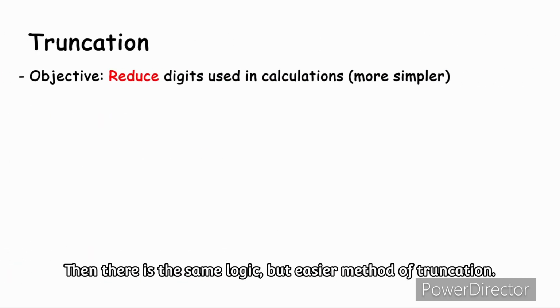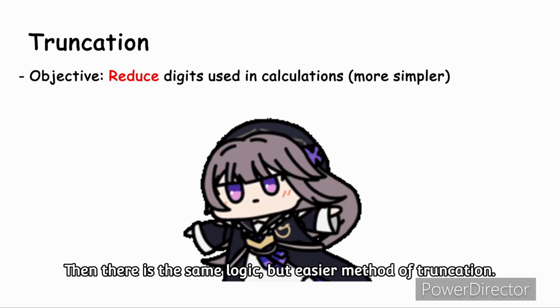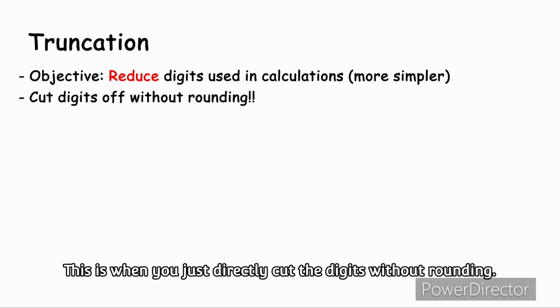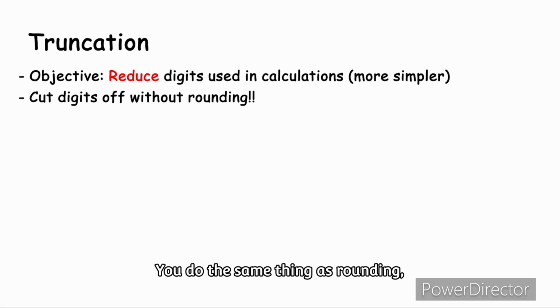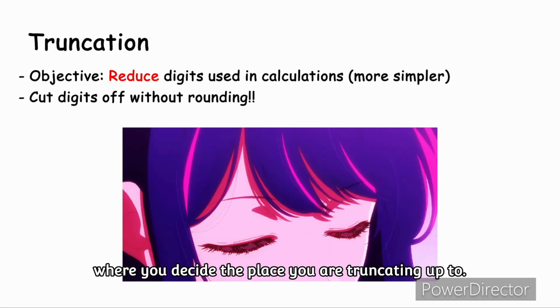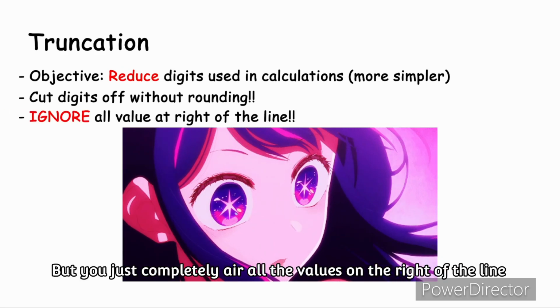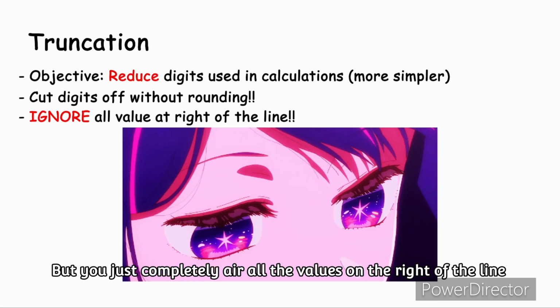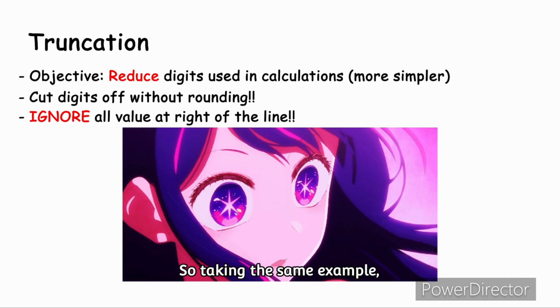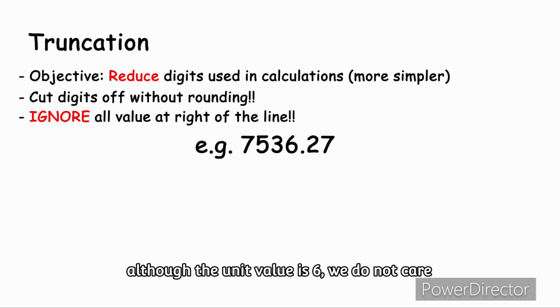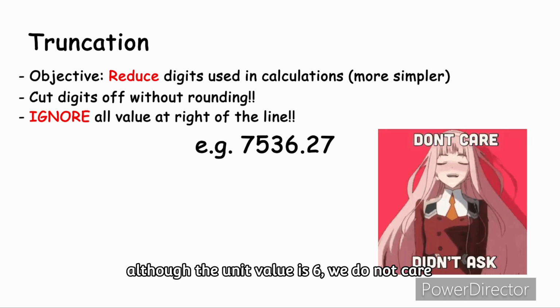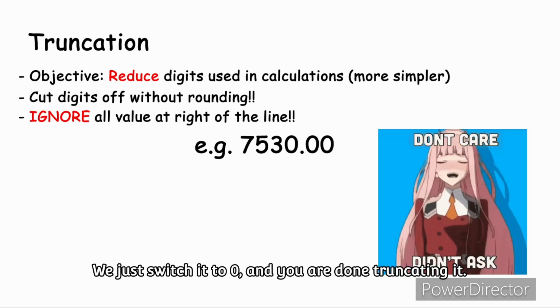Then there's the same logic, but an easier method, truncation. This is when you just directly cut the digits without rounding. You do the same thing as rounding, where you decide the place you are truncating to, but you just completely ignore all the values on the right of the line and cut them to 0. So taking the same example, although the unit value is 6, we do not care. We just switch it to 0 and you're done truncating it.